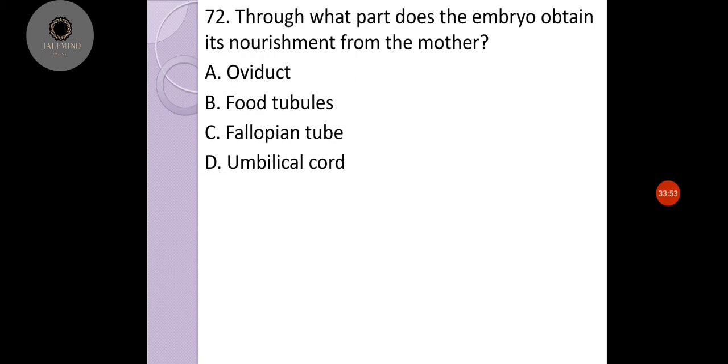72. Through what part does the embryo obtain its nourishment from the mother? So ano daw yung parte na nakakubit or nakasumpay sa mother o sa embryo or sa developing child or embryo in the mother's womb. So, ang tawag ana is kadtong pusod nga gikan sa atong tiyan as a baby nga nakakonect sa uterus sa atong mother. Ang tawag ana is, ang pusod is umbilical cord.